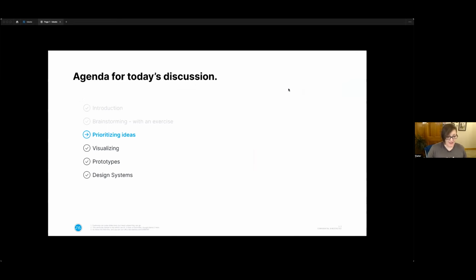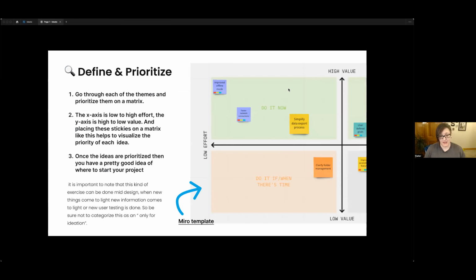So once you've brainstormed and have all these things, okay, I got a bunch of ideas that are grouped by theme. What do I do now? Okay, we're going to prioritize those. One of my favorite ways to do that is to put it on a matrix like this. On the left is low effort and the top is high value. And so low effort, high value, low value.